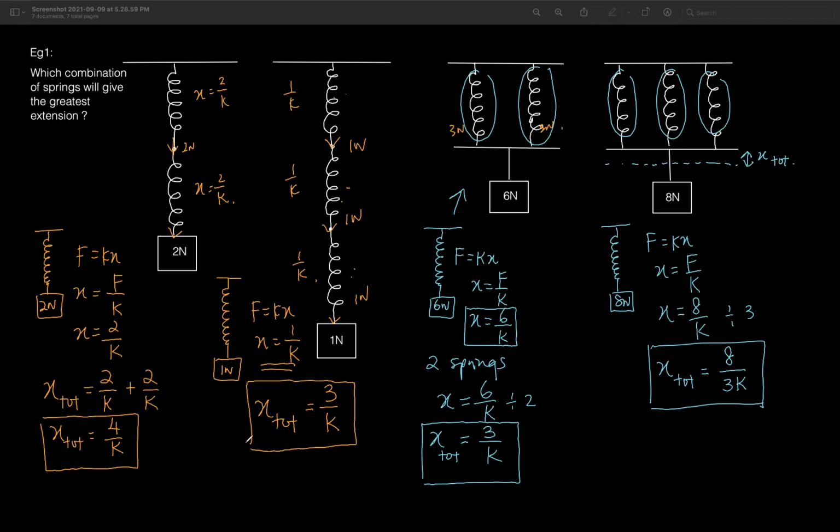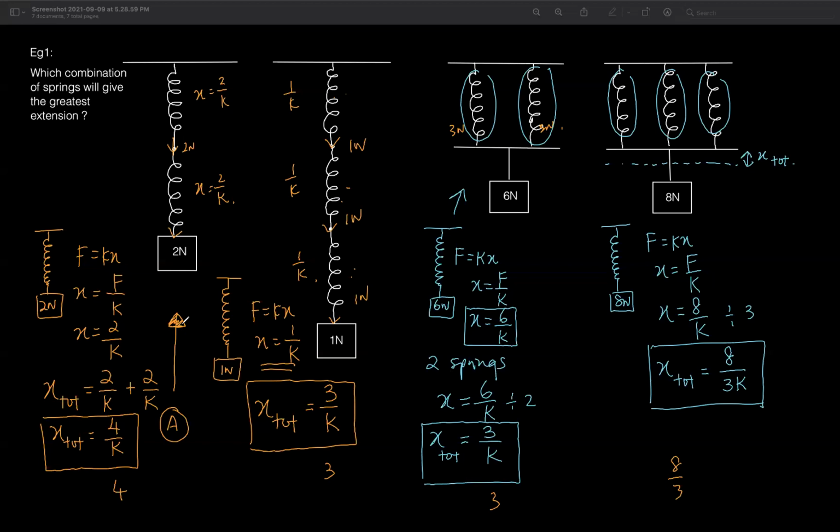Now, which one is the greatest extension? You have an unknown here, K. You just substitute any value for K, then you can see clearly. If K equals 1, then this is 4, this is 3, this is 3, this is 8 over 3. So the greatest extension would be the first one, A. This system gives you the biggest extension.